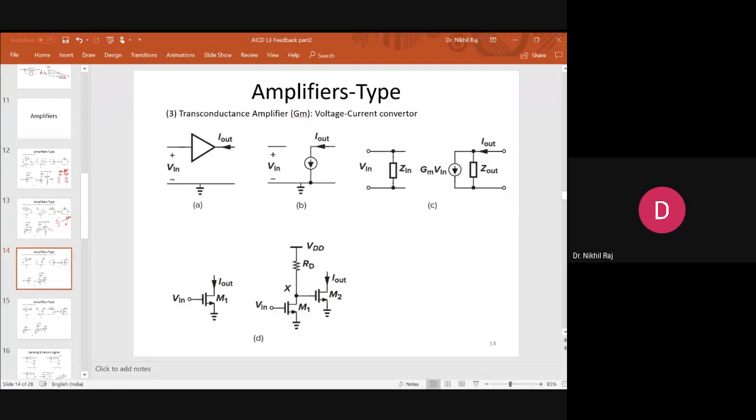The third type of amplifier has output I out and input V in. So it is I by V. Now we know I by V is nothing but transconductance, which is denoted by G. So the third type of amplifier is the transconductance amplifier. Transconductance means transfer of conductance. This means the output variable is current and the input variable is voltage. Sometimes it is also given the name voltage to current converter. The input is voltage and the output I am taking as a current.